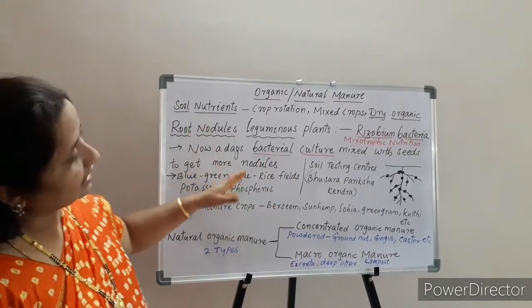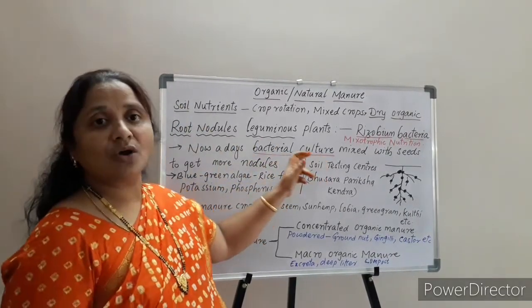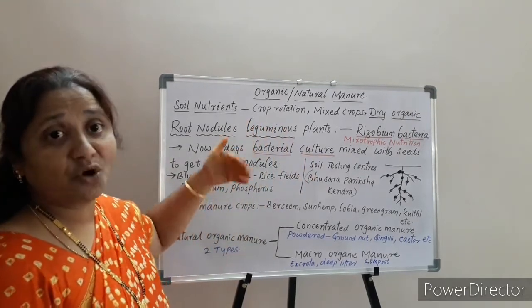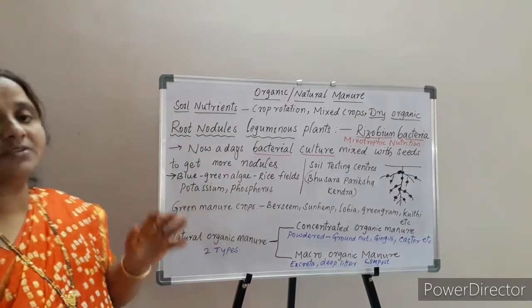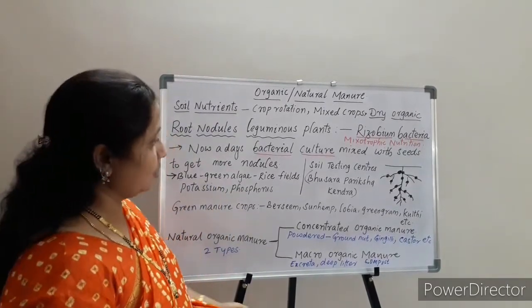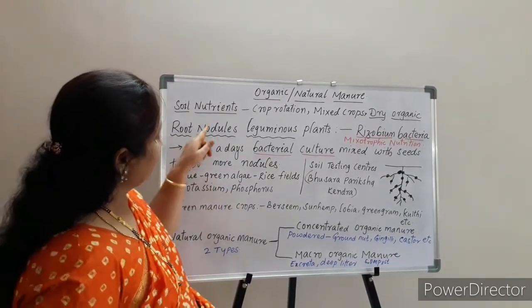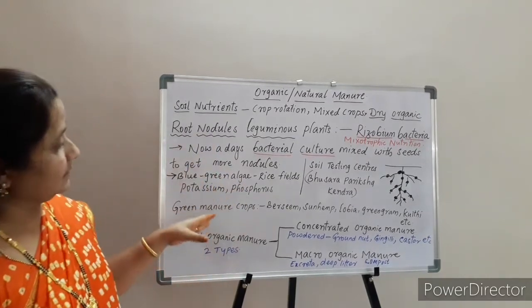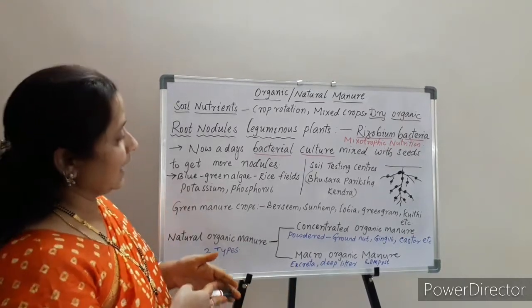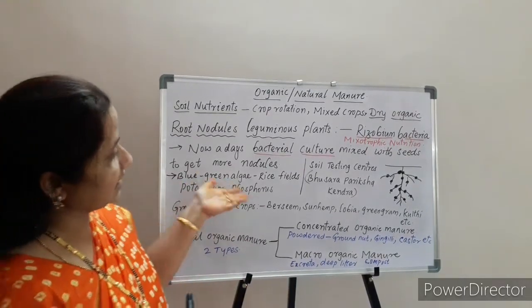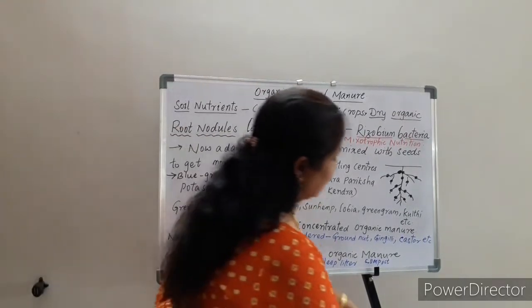So in this manner we can increase the nitrogen content in the soil by growing leguminous plants, but it is not possible for us to increase the potassium and phosphorus by growing different types of crops like this. Such nutrients can be tested, whether they are present in the soil in a sufficient amount or not, in different centers like soil testing centers.